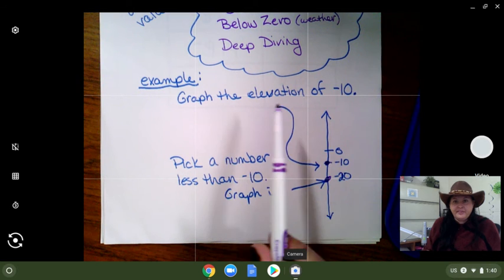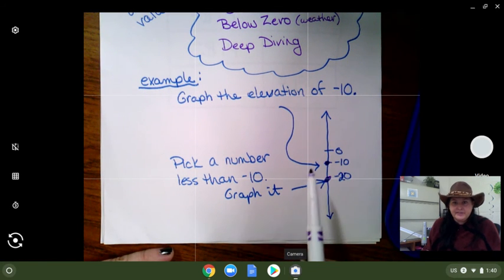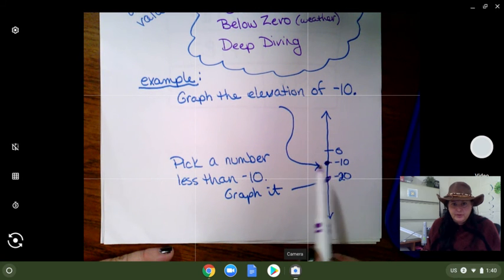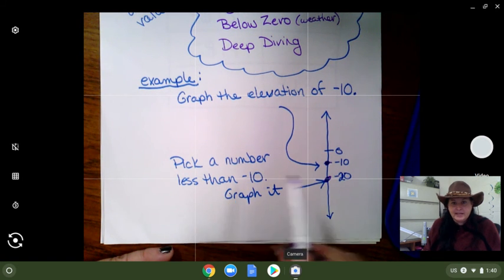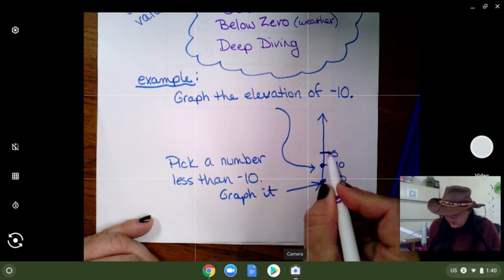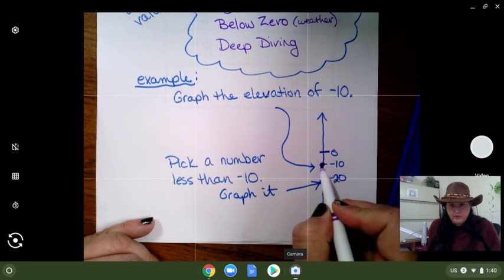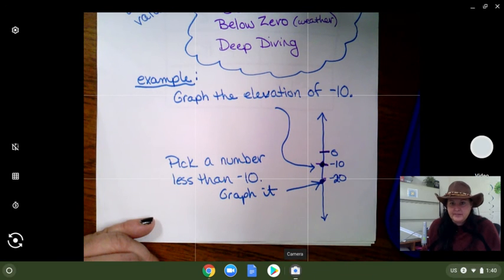So we're going to graph the elevation of a negative 10. So elevation of a negative 10 is below the 0. So we're going to pick a number, and then we're going to pick a number less than negative 10 and graph it. So first we need to put our 0 on the graph line. So we know that we are going below 0 for our negative 10. Go ahead and make a spot to put your negative 10.